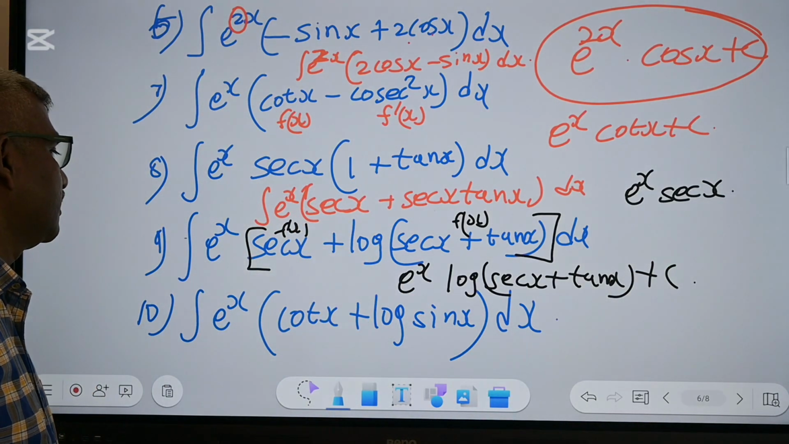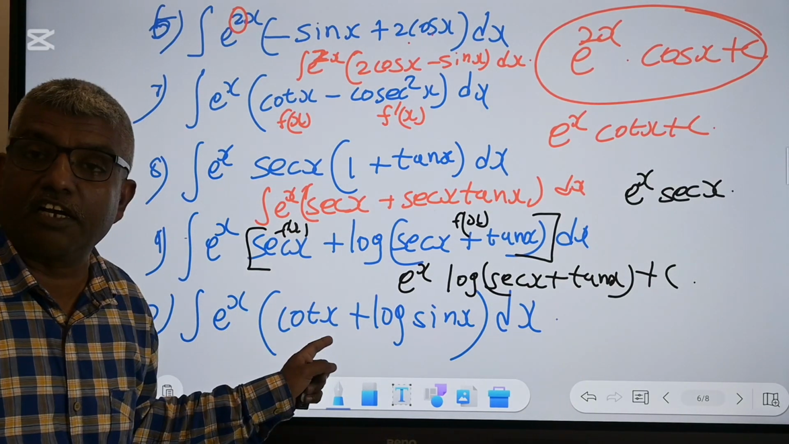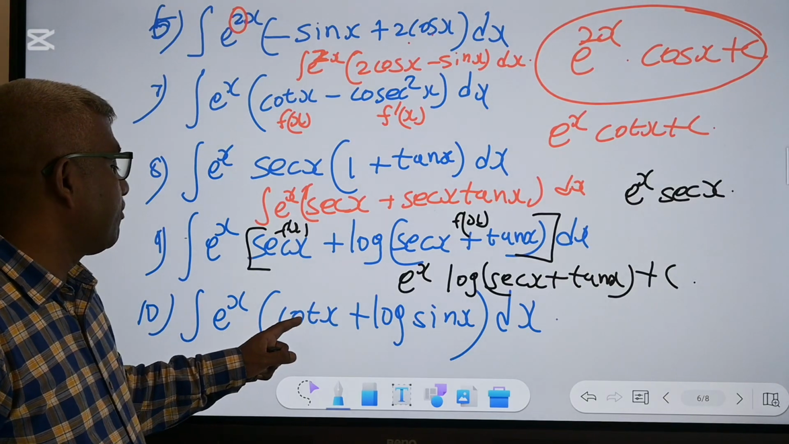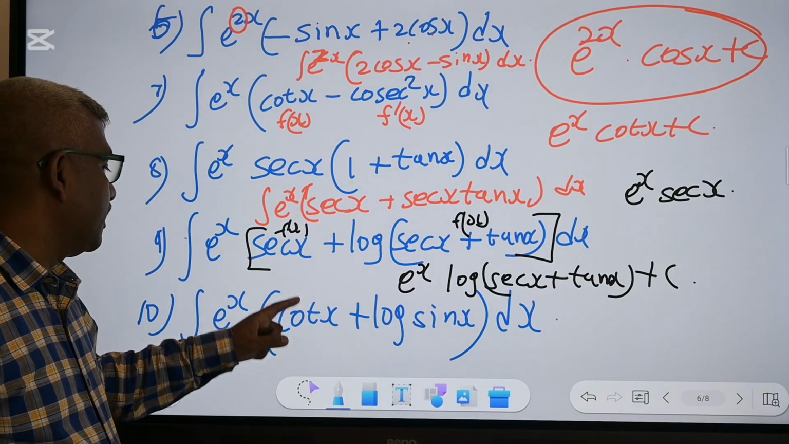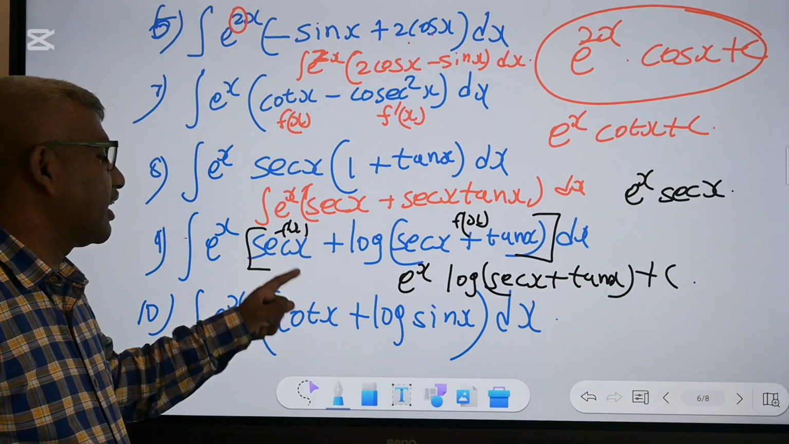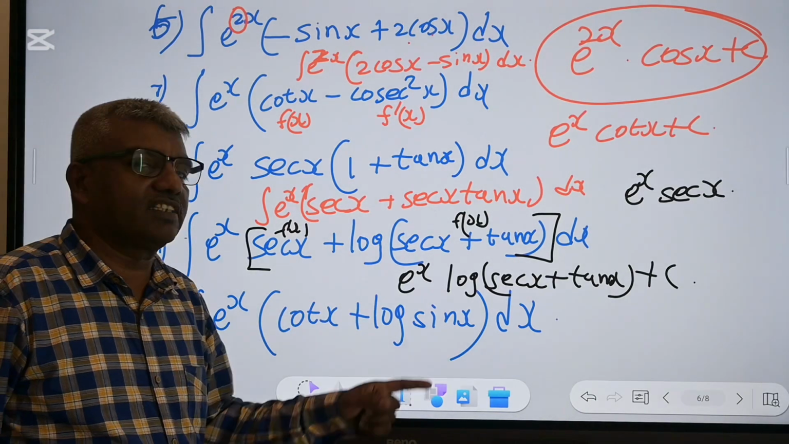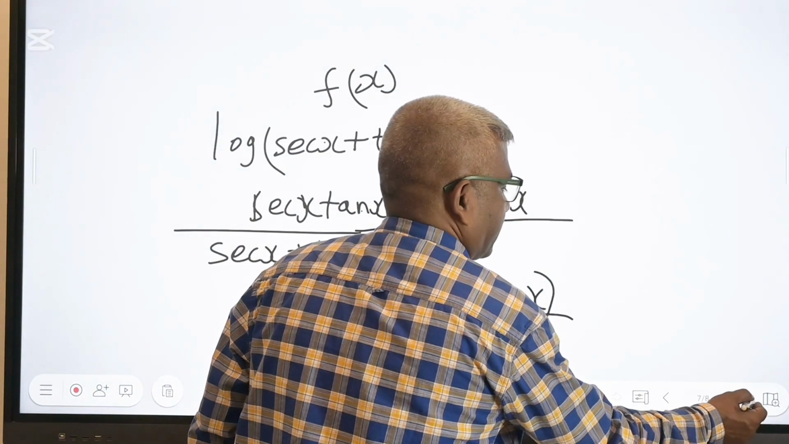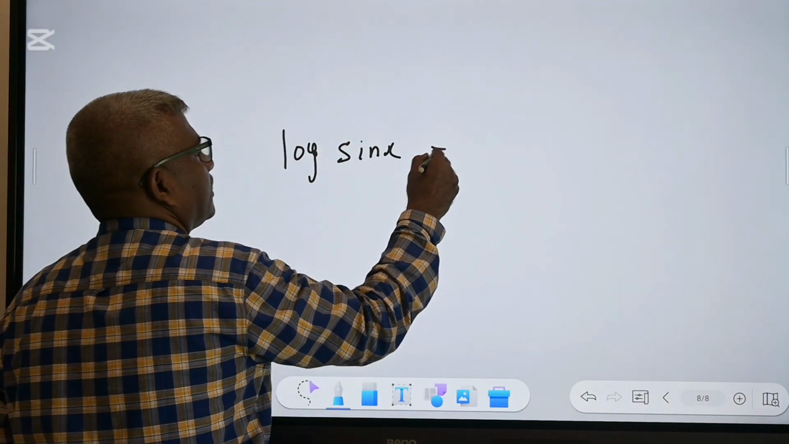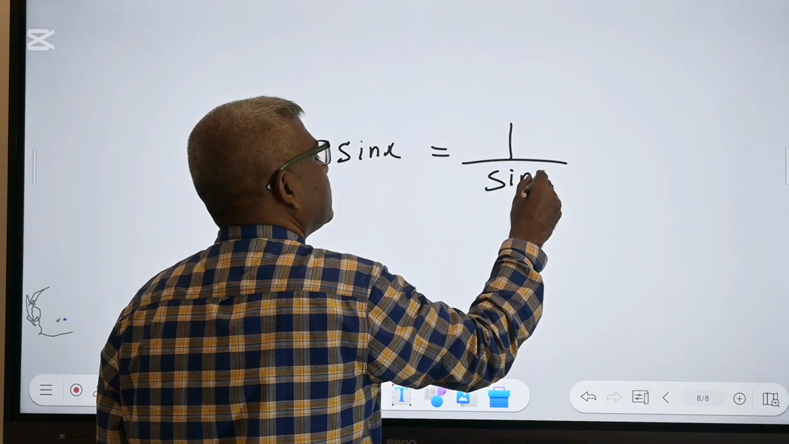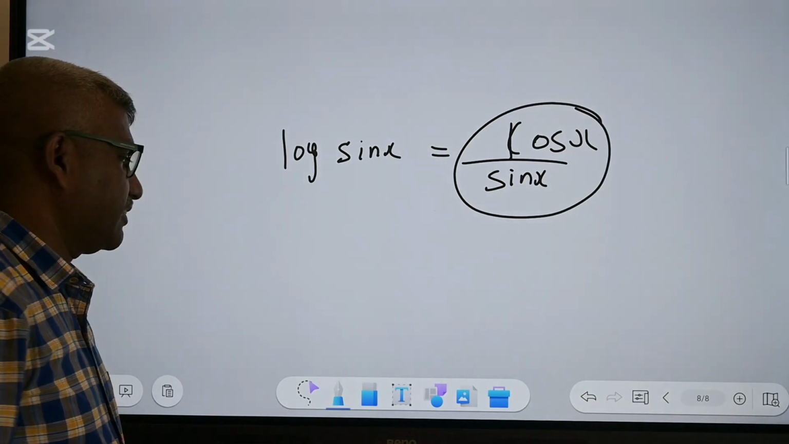Question number 10. Cot x, if you differentiate, minus cosecant squared x. Question number 10 is integration of e power x times (cot x plus log sin x) dx. Cot x cannot be f of x, because if you differentiate, f dash x is minus cosecant squared x. Log sin x, if you differentiate, 1 over sin x, and sin x differentiates to cos x. So cos by sin, cot x.